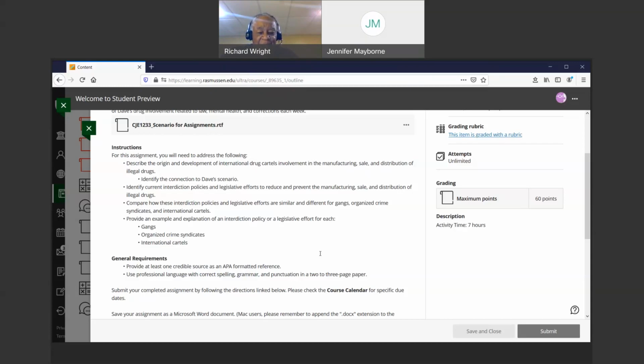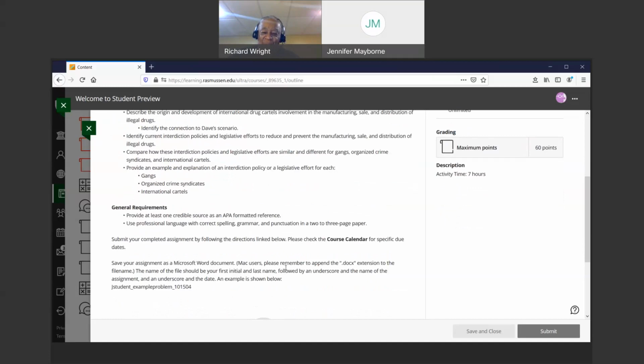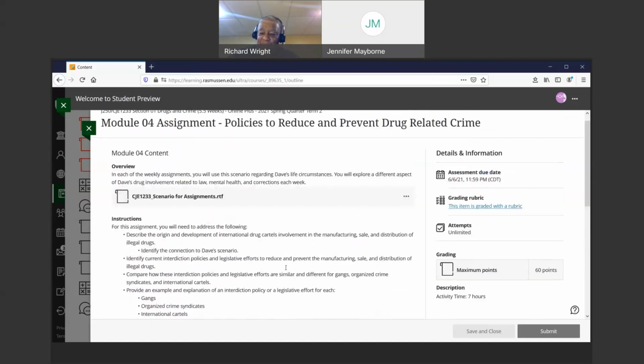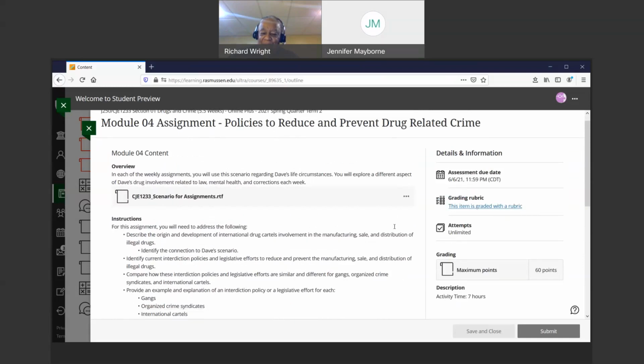The things that the law prohibits involving drugs and how they affect gangs, organized crime, syndicates, and cartels. 2 to 3 pages. A Word document, students. Do not submit to me a PDF. Very important, because if you submit a PDF, you're going to get a 0. Okay. I'm going to go over the rubric when I get to the module in just a minute.